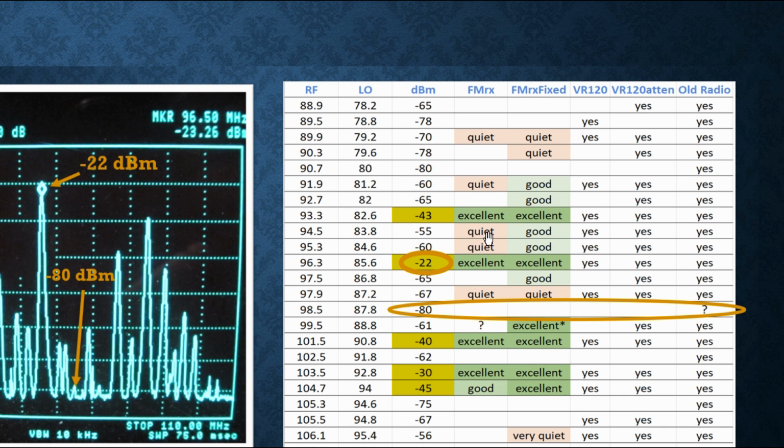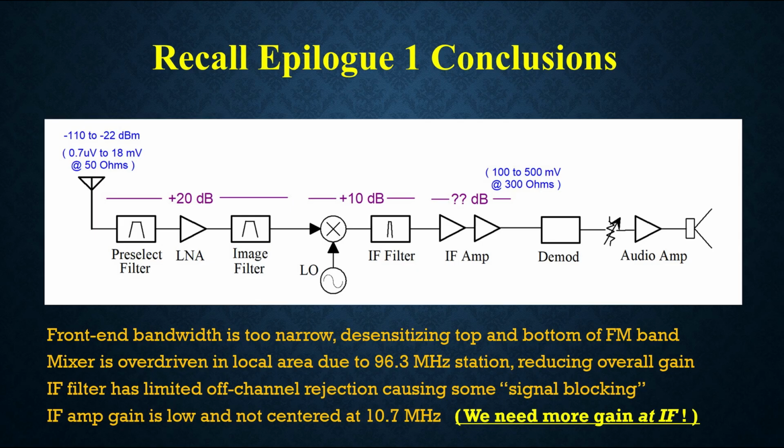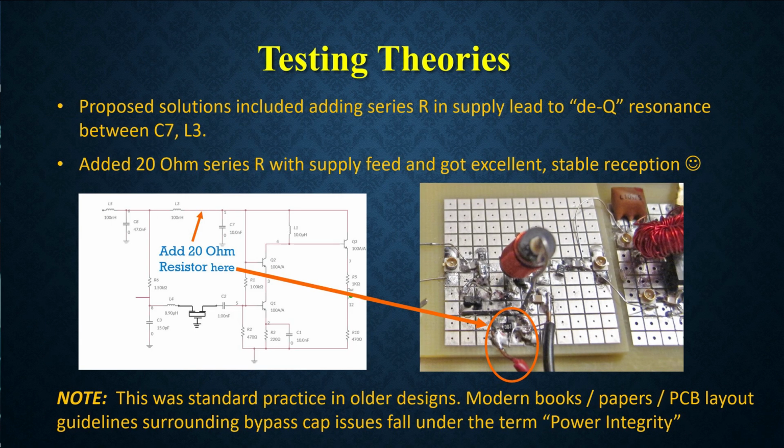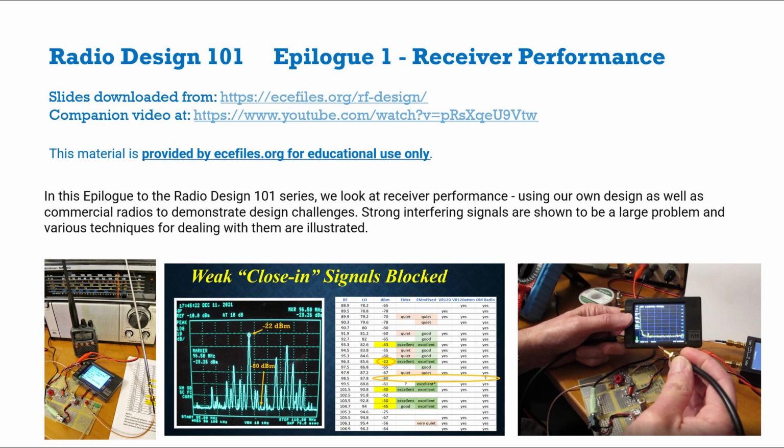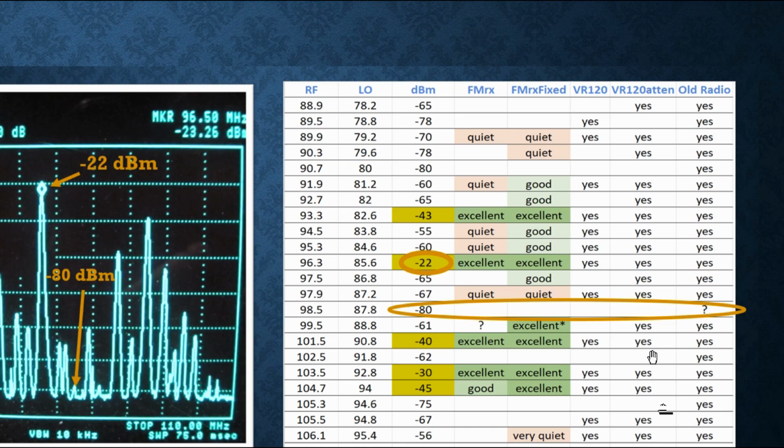Our radio, initially, it was pretty quiet. We could hear them, but it was pretty quiet. We added some extra IF gain, and then it became what I'll call good, but not quite as good as the commercial ones. But by looking at our design critically in epilogue 1 and epilogue 2, we were able to improve its performance quite a bit. So we got a lot of stations, but not quite as many as some of these other radios. And I'll let you look at that video, epilogue 1, if you want to go into some detail. And for example, why the older radio performed better than this newer VR120.